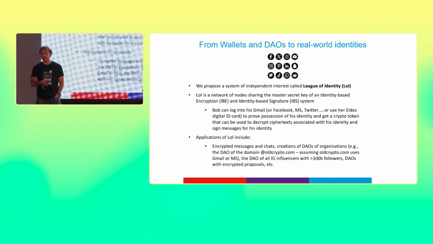The applications of legal identity include encrypted chat messages and the creation of DAOs for organizations. For example, if your organization has a domain at oldcrypto.com, and it is a domain whose emails are with Gmail or Microsoft, every member of the organization who has such an email can join the DAO and can sign a transaction in the DAO. Or you could have a DAO of influencers on Instagram with more than 1 million followers. We can even support DAOs with encrypted proposals.